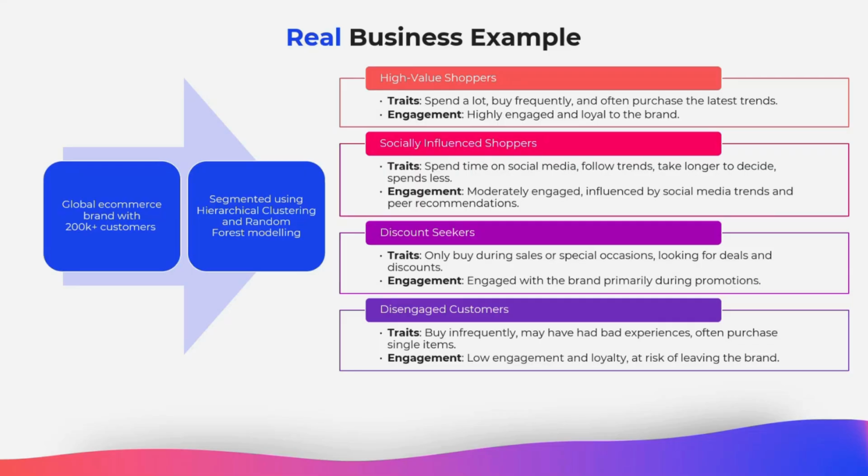Then we had socially influenced shoppers. We were able to tell that these people spent a lot of time on social media. They were following the trends. However, they didn't have the money to actually buy, just like the high value shoppers. So they took a little bit longer to decide. They did spend less, but they really were influenced by peer recommendations and social media.